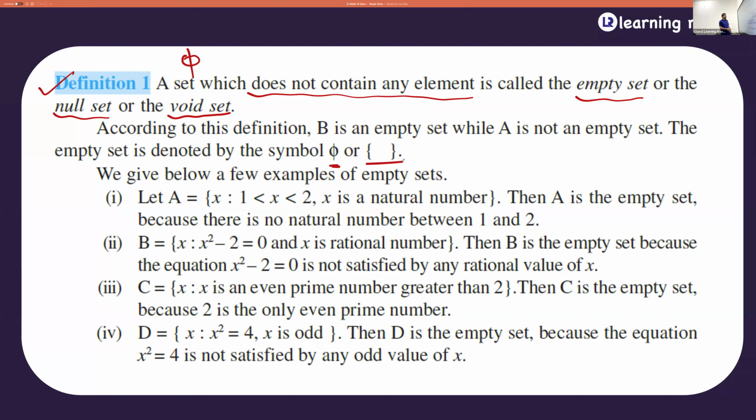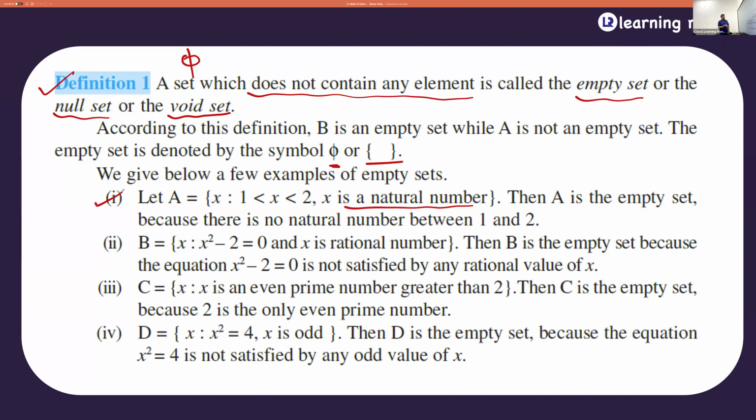Right? So we'll see some examples. Let A is equal to {x such that x is a number between 1 and 2}, but you are putting a condition that x is a natural number. Had they said x is a real number, then you could have written 1.11, 1.111, 1.1111, like that you can write an infinite number of values. But here, what is the condition imposed? Natural number. So obviously it is not possible, right?